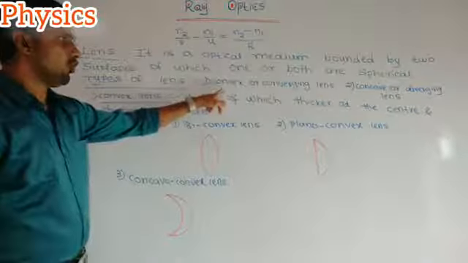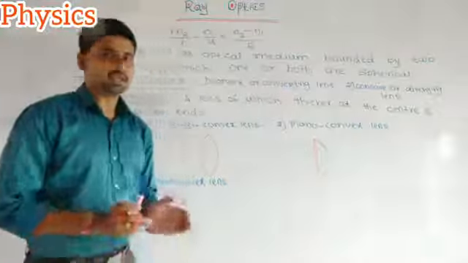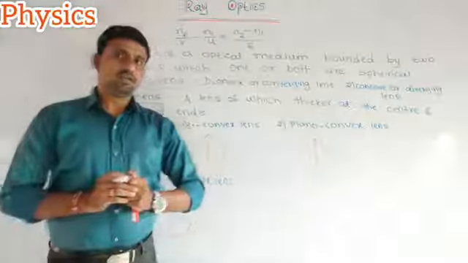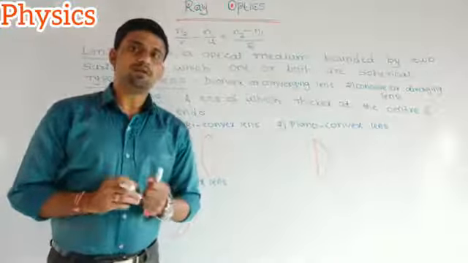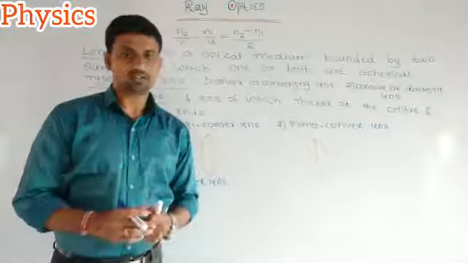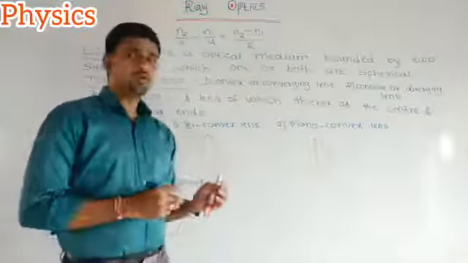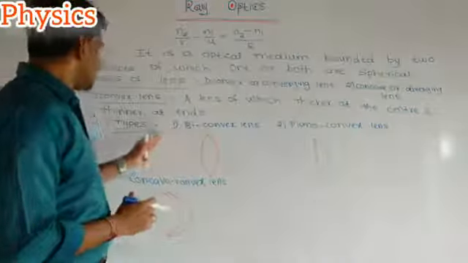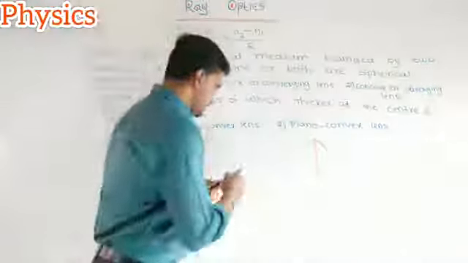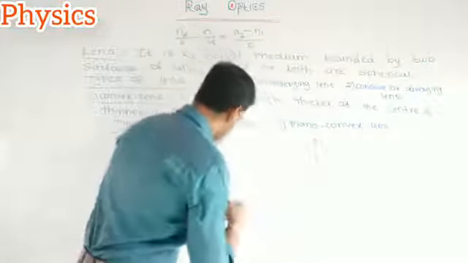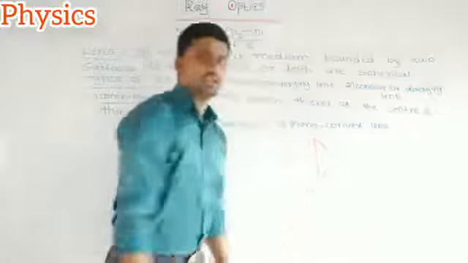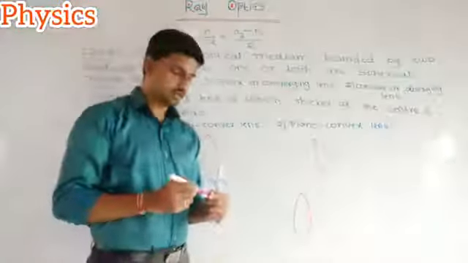Here, the convex lens is also called a converging lens. Then what do you mean by converging lens? A converging lens is a lens which converges a parallel beam of light rays passing through it. Now we'll see how the convex lens converges parallel rays of light. Here I am considering a biconvex lens to observe how the convergence takes place in the case of a convex lens.